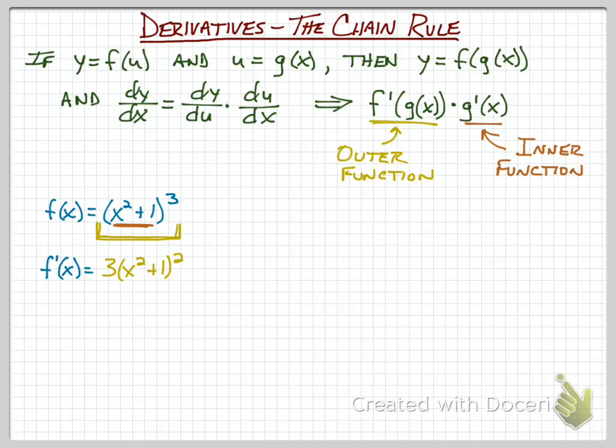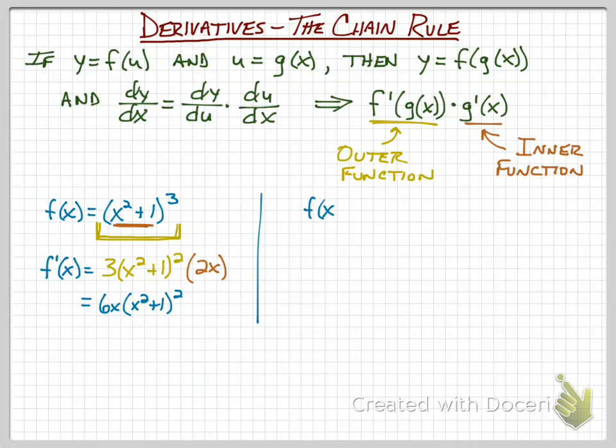Now we want to find the derivative of our inner function, x squared plus 1. The derivative of that we know is 2x. So now from here all we do is some multiplying and simplifying. So 6x times x squared plus 1, all squared. Now we could of course expand that out, but that's not going to make it any simpler or easier to look at, so we'll just leave it like this.